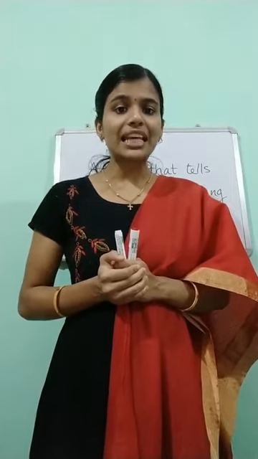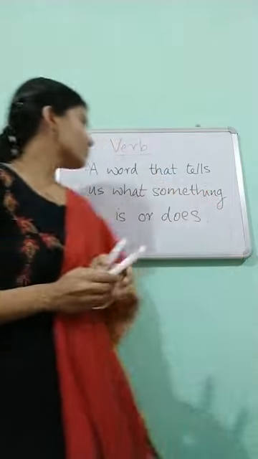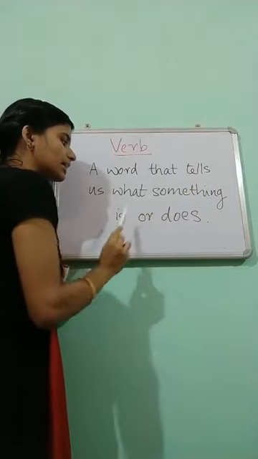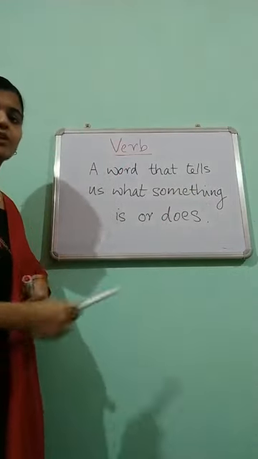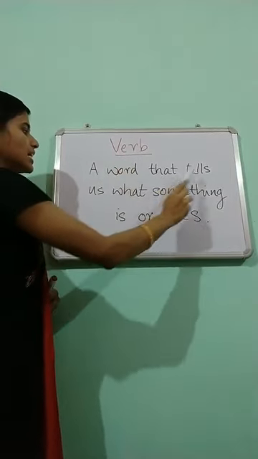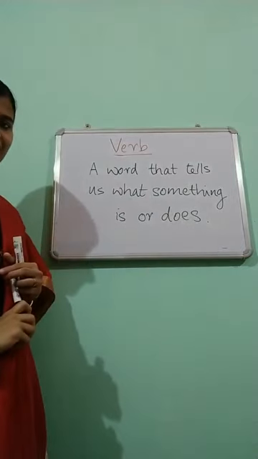Then, what do you mean by verb? A verb is a doing word. A verb is a word that denotes an action. In other words, a verb is a word that tells us what something is or does. You can write this in your notebook. A verb is a word that tells us what something is or does.